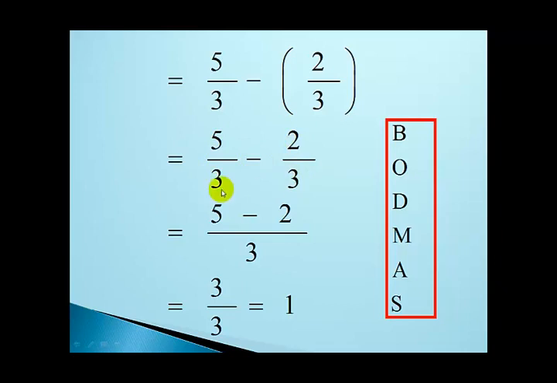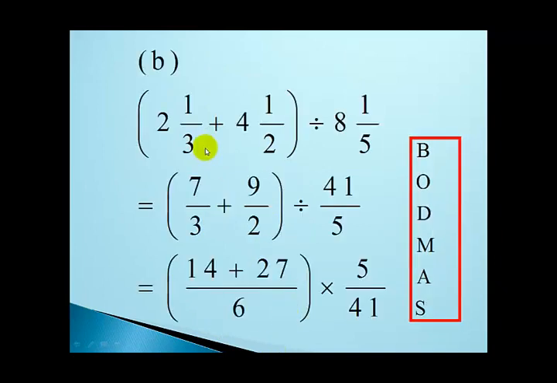With subtraction of fraction, we find LCM, and the LCM is 3. 3 goes into 3 once, and 1 times 5 equals 5. Minus 3 goes into 3 once, 1 times 2 equals 2. Now 5 minus 2 is equal to 3. So we have 3 divided by 3. And 3 divided by 3 is equal to 1. That means that our final answer is equal to 1.